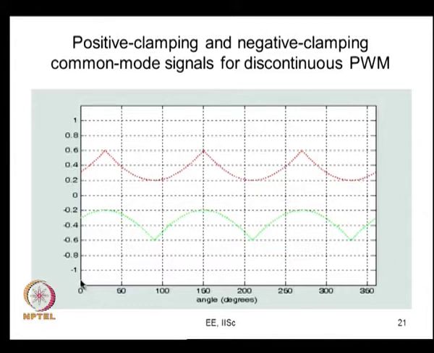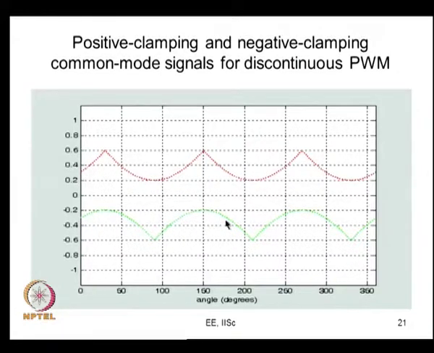Similarly, the carrier has a negative peak, minus V peak, which is called minus 1. The most negative of the 3 sinusoidal signals is subtracted from that, and you get what we call the negative clamping common mode signal. So, if you add the red one to the 3 phase signals, it will result in the clamping of one of the phases to the positive bus. Which phase? That depends on which angle you are at.